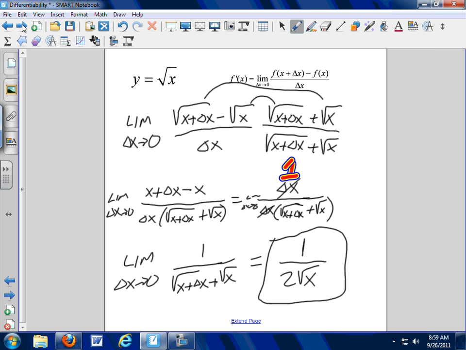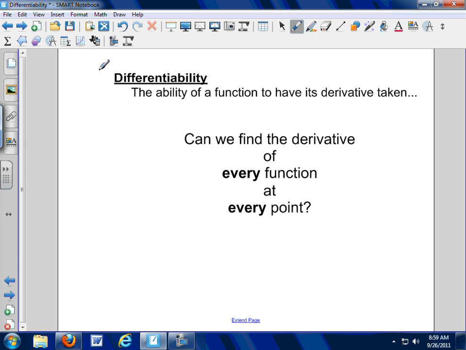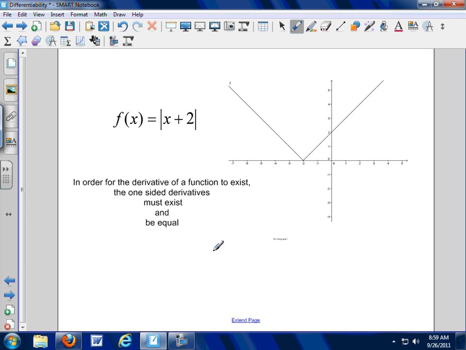So we'll work a few of those just to give you more practice. So now to the actual topic of today, differentiability. Differentiability is the ability of a function to have its derivative taken. You can read that, right out of the word: ability, differentiate. The ability to have the derivative taken. The question is, can we find the derivative at every point of a function? Let's look at a couple of functions.